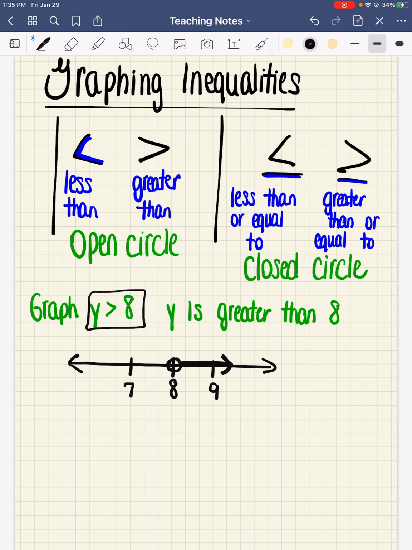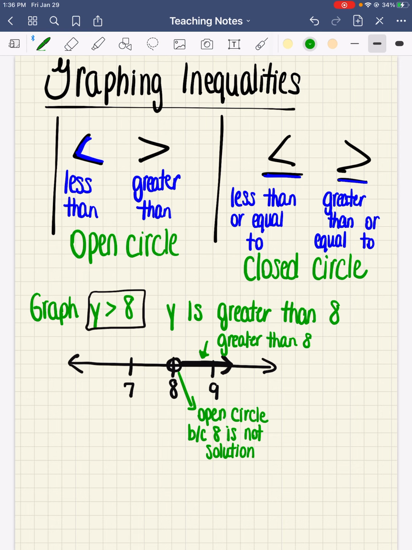So there's a few things here, let's talk about what they mean. The reason we have an open circle here is because 8 is not a solution of this problem. Okay, so if we're talking about numbers that are y is greater than 8, 8 would not be included. Then my arrow is pointing this direction. It's pointing to the right because these are numbers that are greater than 8.